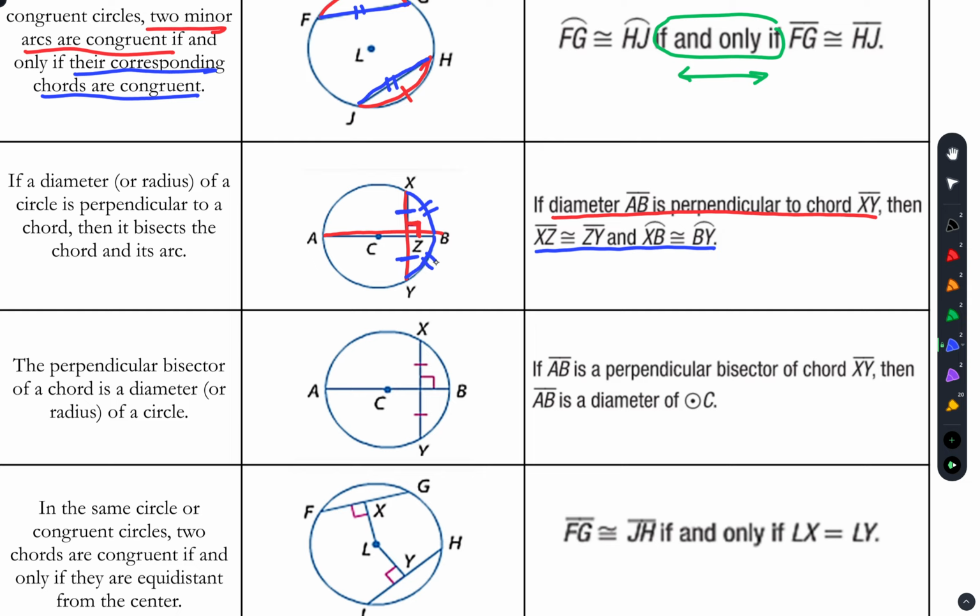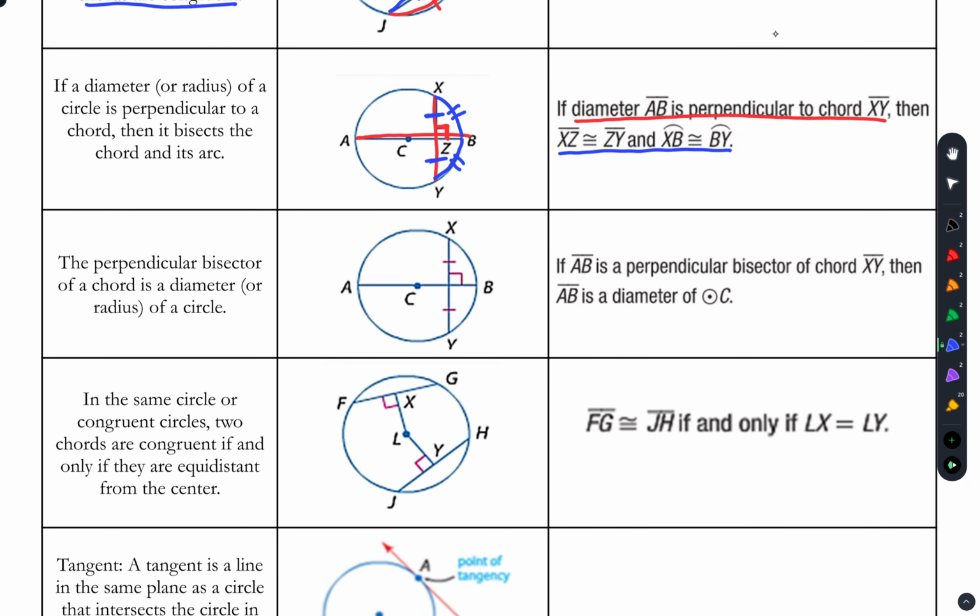Do we see hypothesis and conclusion? If I know that that diameter is perpendicular to the chord, then I know that that chord and its arc are split in half. Questions on that one? Okay, moving on to the next one.